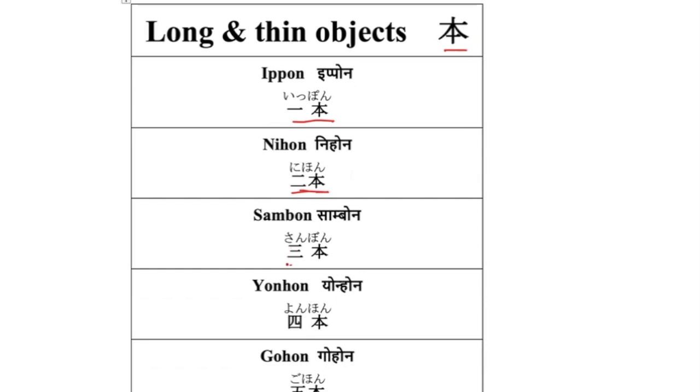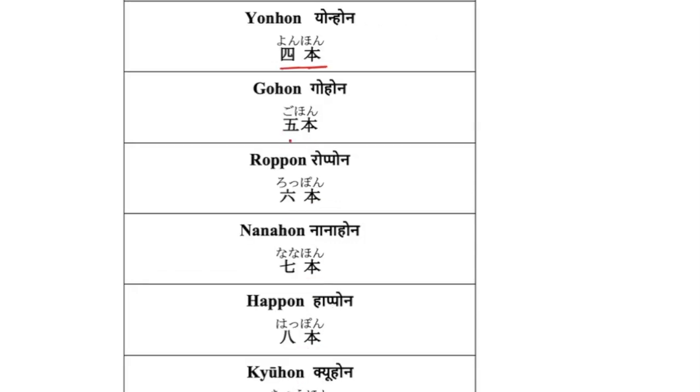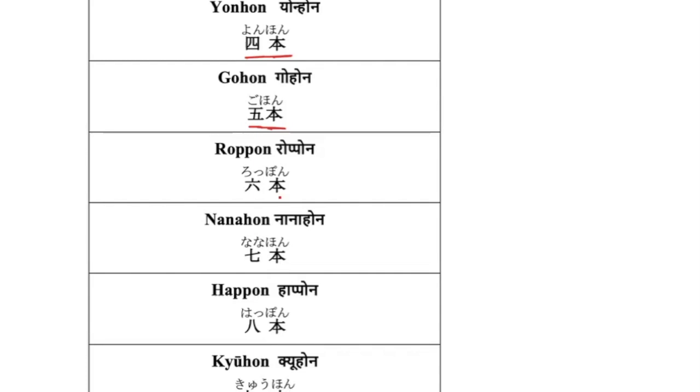So three long and thin objects. The pronunciation is, this is san, three, and this is hon, but here it is to be pronounced as bon. So sanbon means three long and thin objects. Then four long and thin objects. This is yon, four, and this is hon. So yonhon means four long and thin objects. Five long and thin objects is pronounced as, this is go, five, and this is hon. So gohon means five long and thin objects.